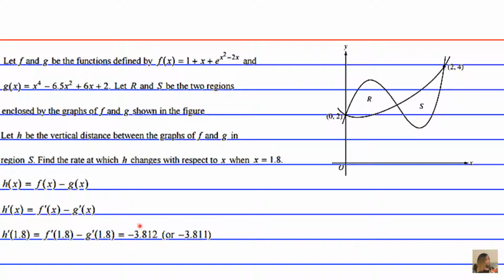So our rate of change is negative, and this makes sense because as you traverse from left to right in region S, you see that the gap is closing between f of x and g of x. So it makes sense that h is being reduced, or the derivative is negative, okay? It doesn't mean that this has to be found in a negative quadrant. It just means that the rate of change is becoming smaller, okay?